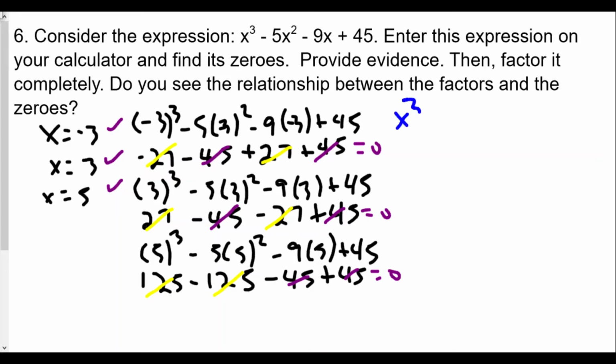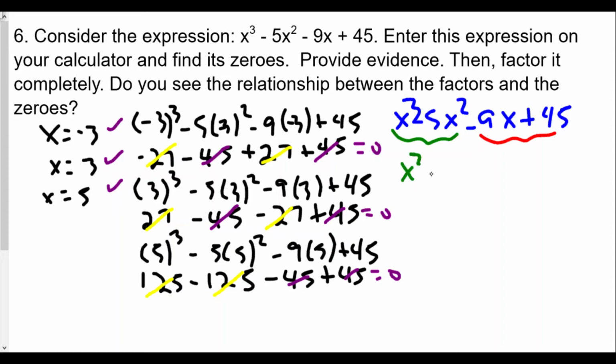x cubed minus 5x squared minus 9x plus 45. Well, again, we'll do factor by grouping. We'll group the x cubed minus 5x squared. We'll group the 9x plus 45. And so the greatest common factor between x cubed and 5x squared will be x squared, leaving us with x minus 5.